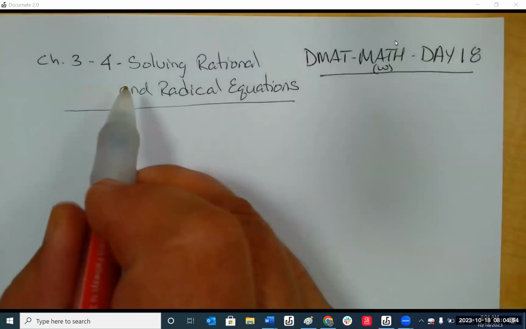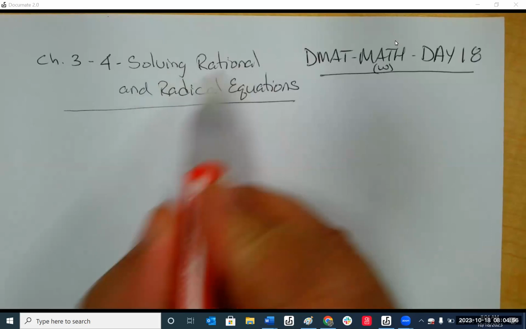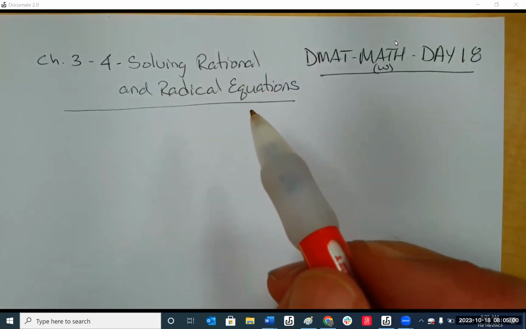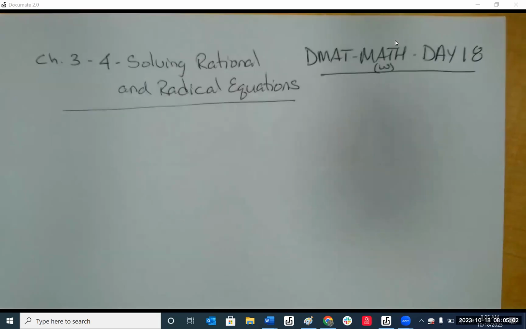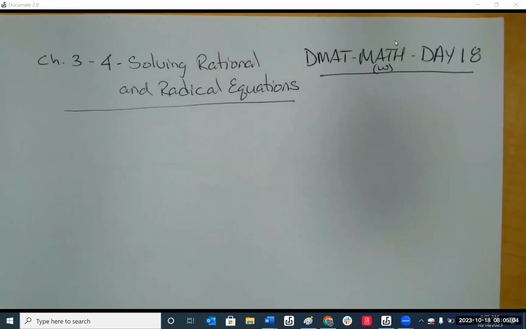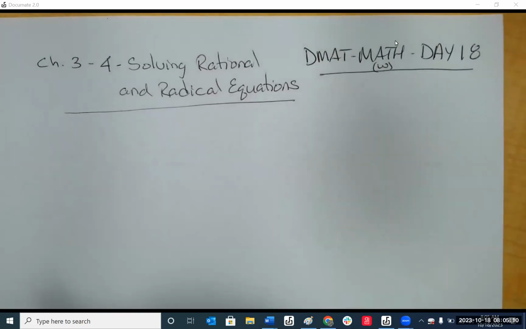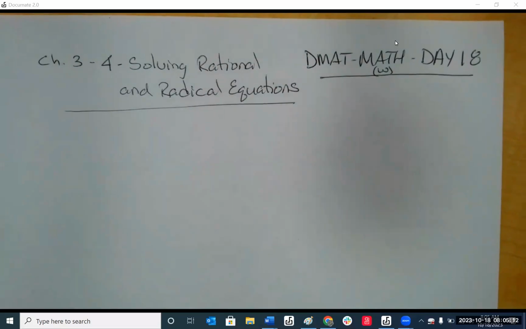We're going to do section 4, which is solving rationals and radical equations, and then section 5 deals with solving equations and inequalities that have absolute values. So if we get that far, we'll get that far, but definitely we'll do section 4 today. Yeah, every time I try to do something else, I get stuck.